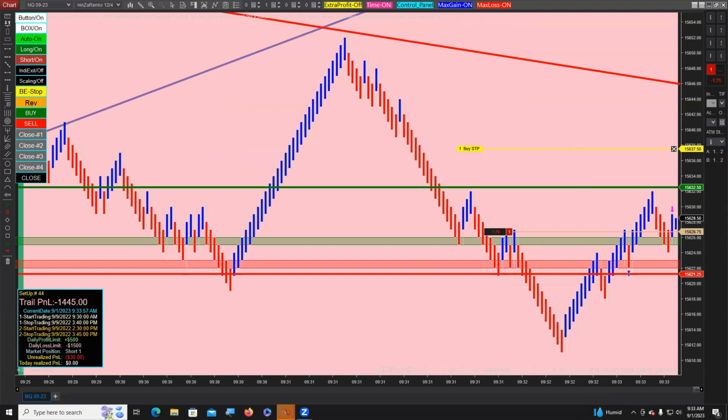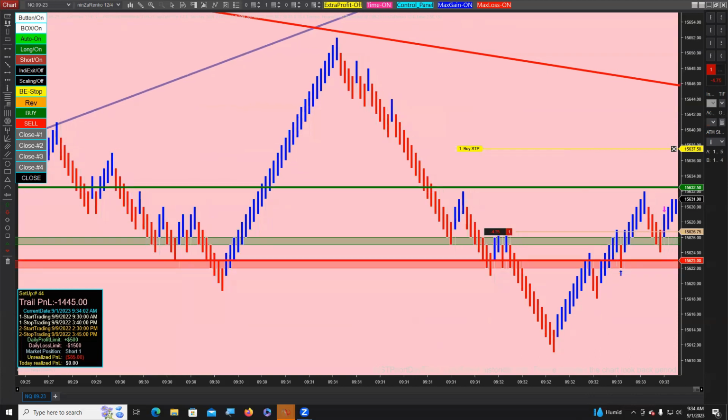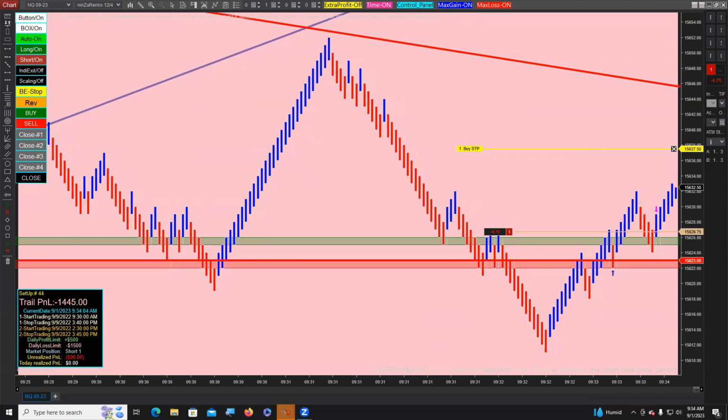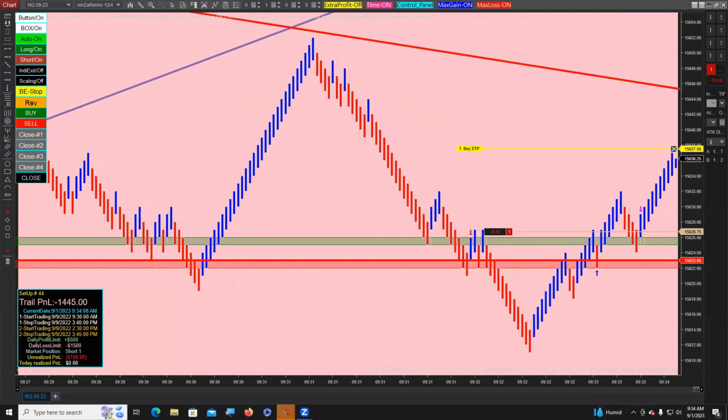So same exact setup as in the previous video. So the entry is on a break of a trend line. The entry is trend line based. The stops are breakout based. So here is a loss.